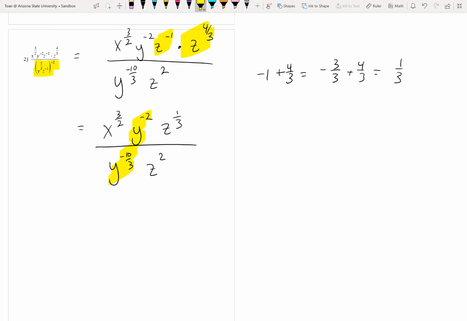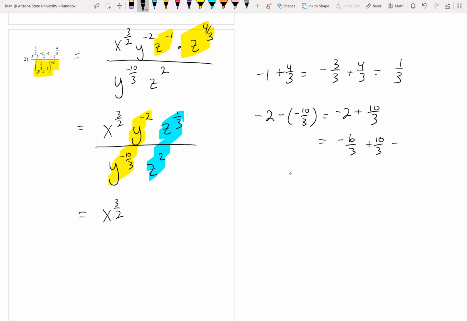Next, you have the quotient property with the y's and the z's. And again, I like to do big minus small. So for the y's, you would have to know that negative 2 is actually, quote, bigger than negative 10 thirds. So for the y's, I'm going to do negative 2 minus negative 10 thirds, which is negative 2 plus 10 thirds, which is negative 6 thirds plus 10 thirds, which is positive 4 thirds. Now, since negative 2 is technically the bigger exponent, and it was on the top, my answer of y to the 4 thirds will go on top.